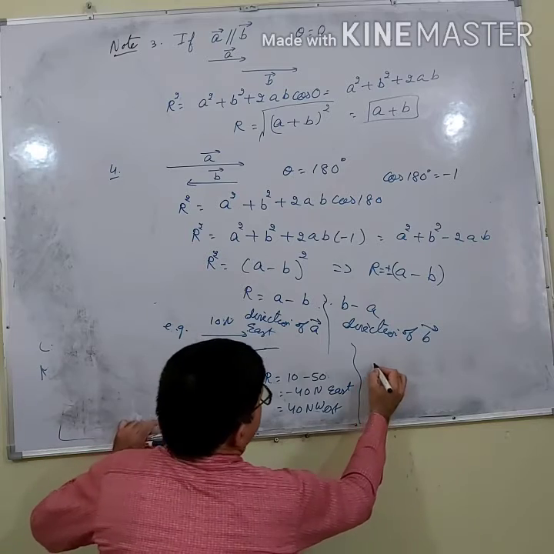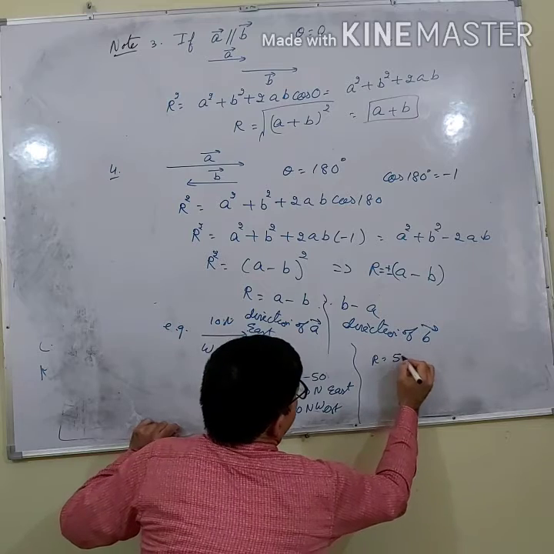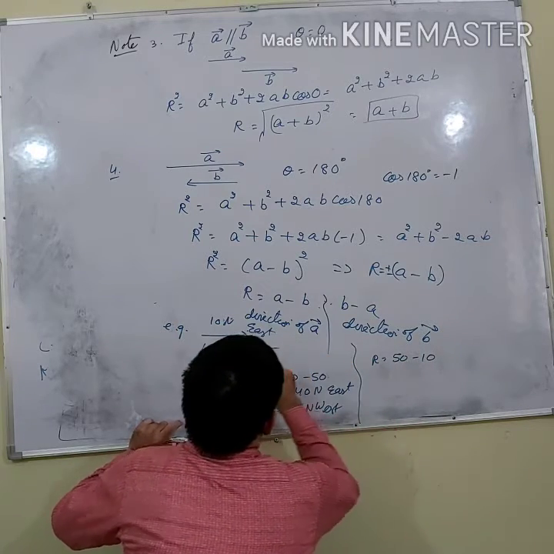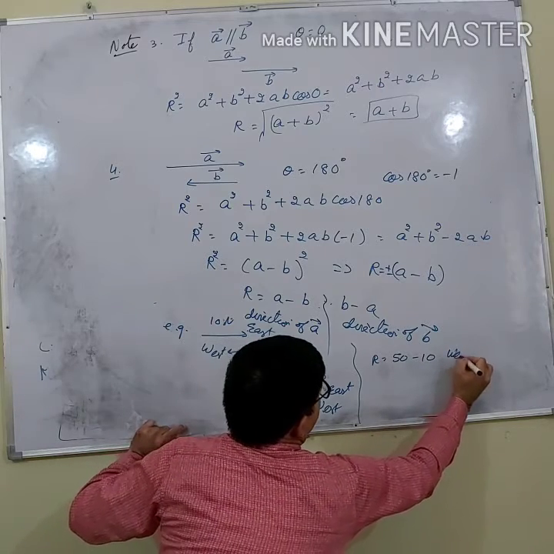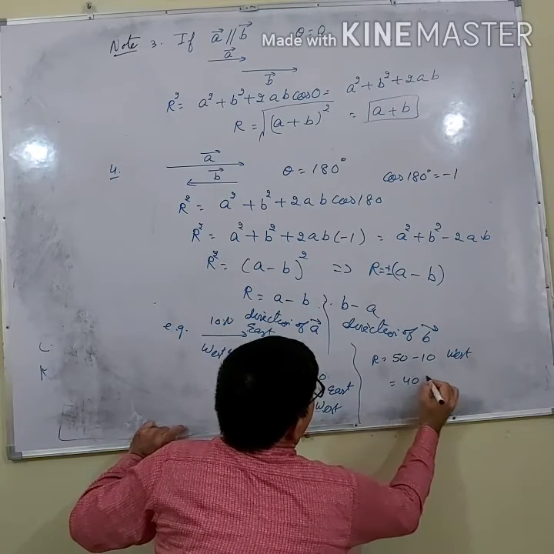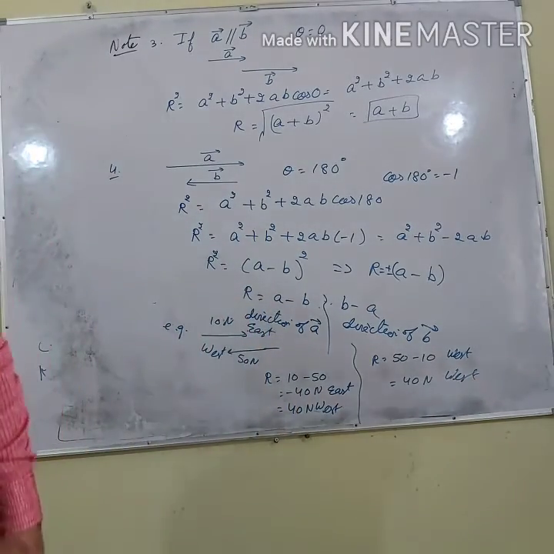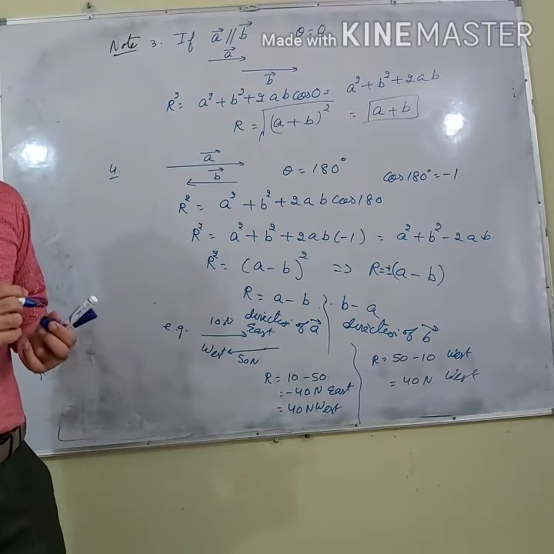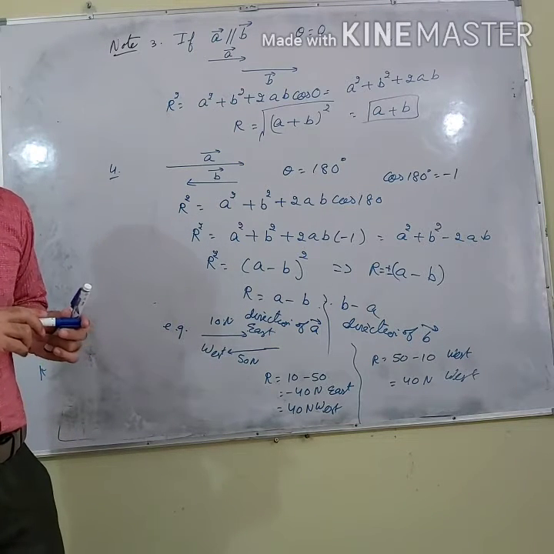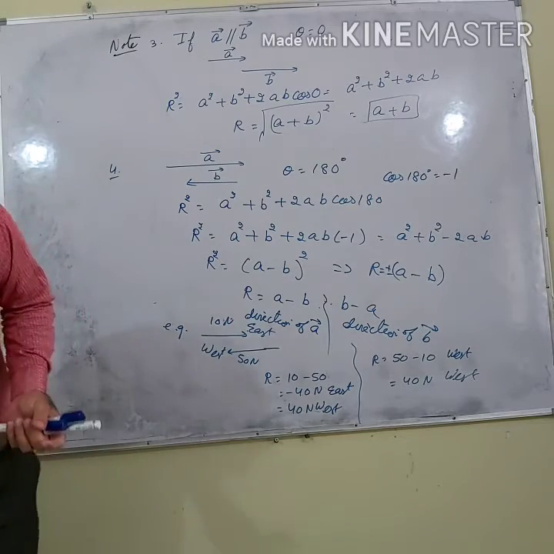If you say the resultant equals B minus A, that is 50 minus 10, in the direction of B, that is west, so the answer is 40 Newton west. The answer will come the same; there won't be any change. So what I want to say is, if two vectors are in opposite direction, then their magnitudes are subtracted.